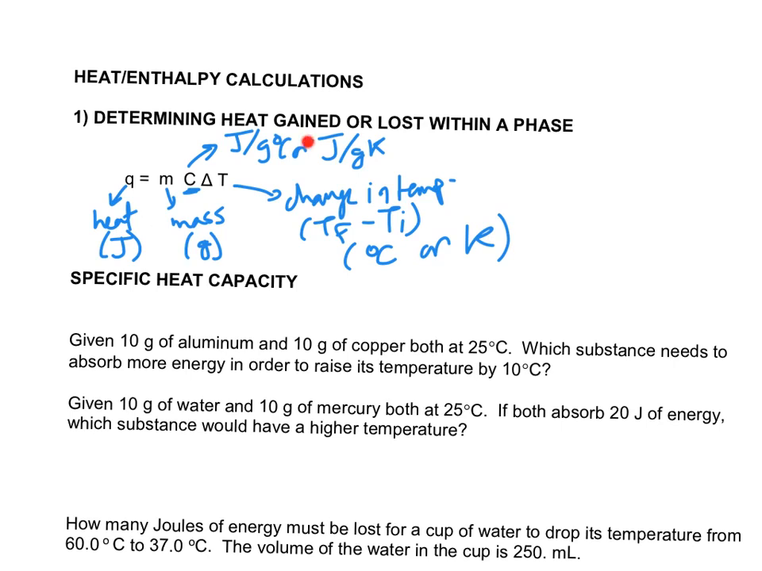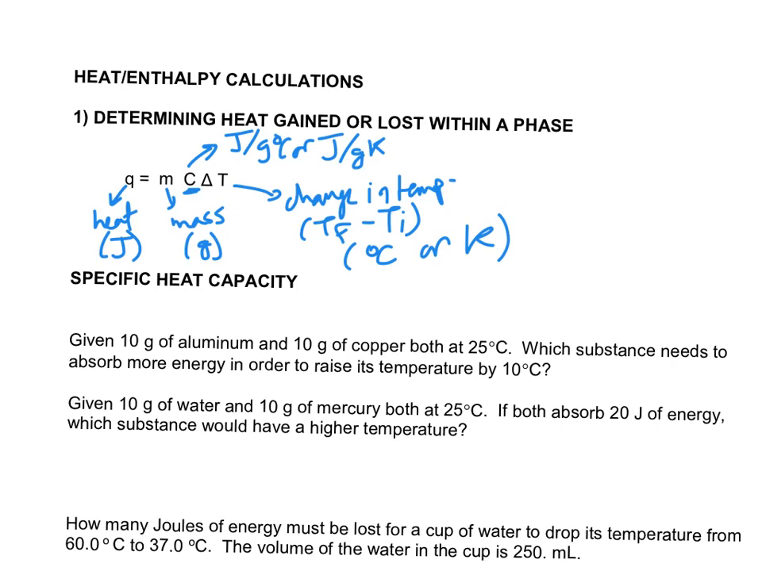Now, we use Q equals MC delta T typically if you are looking at one substance and it's in the same phase. So I take some water, for example, at room temperature, let's say 25 Celsius, and I warm it up to 95 Celsius so I can make a cup of coffee. So as long as it's staying as liquid water, so it's in the same phase, and I'm only discussing one type of substance, then I can use Q equals MC delta T.